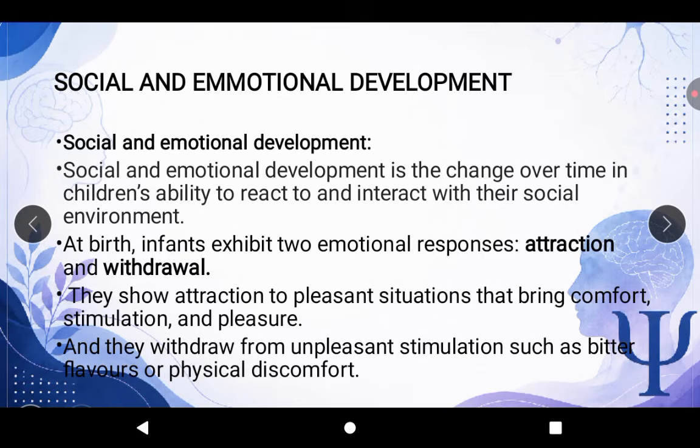Right, now let's look at social and economical development. When you're talking about social and economical development, you're considering the change that will occur over time in children's ability to react and interact with the social environment. For example, at birth, infants are able to portray emotional responses like attraction and withdrawal. They show attraction to situations which are pleasant, good and comfortable, and which stimulate them in a good way. But they withdraw from unpleasant situations that are bitter or cause physical discomfort.